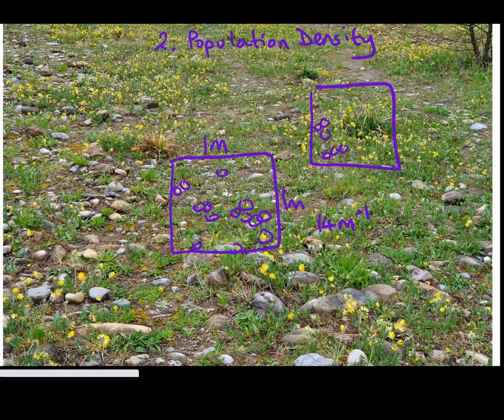This is only suitable for plants that grow as discrete individuals. And you can change the scale. So this was a 1 meter quadrat, but you could do a 1 kilometer square quadrat, for example, to look at the number of oak trees in 1 kilometer square.